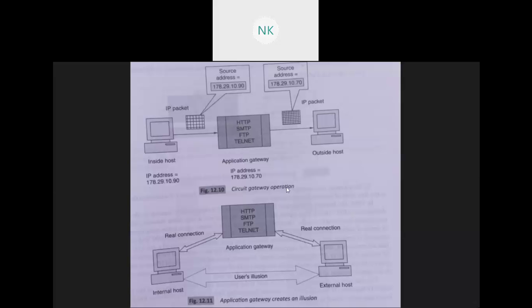So why is a proxy server used? Proxy servers are basically used to hide the address of the source, or we can say to hide the address or details of the user. Clear or not?